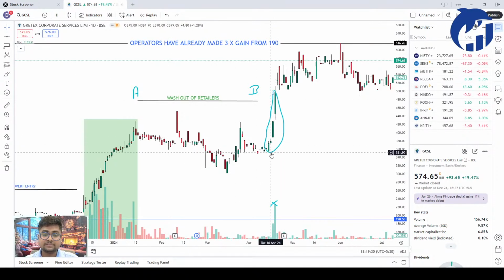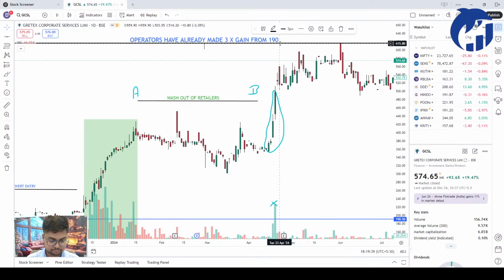Whereas the institutions or the big players, who entered at a price of 300, are able to make a gain of 2x here. Whereas if we go by the market sentiments, retailers will enter at this point and reach till this point, right? So they will make a profit of 10 to 15%.